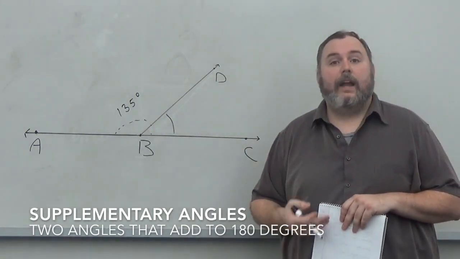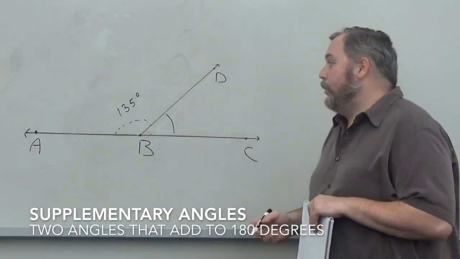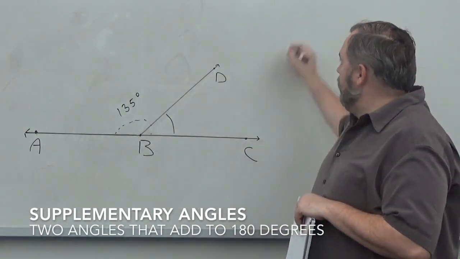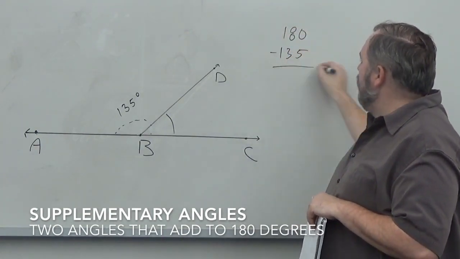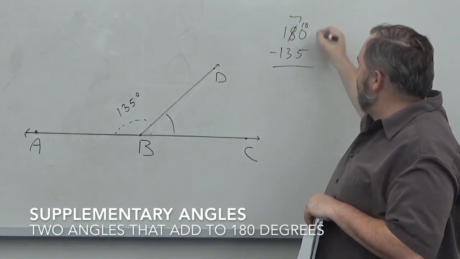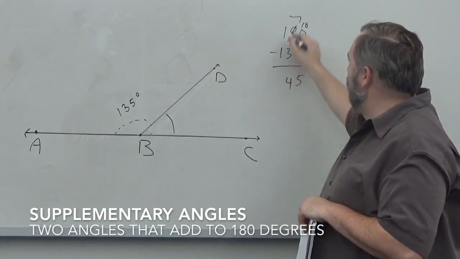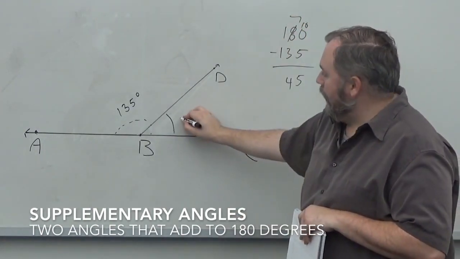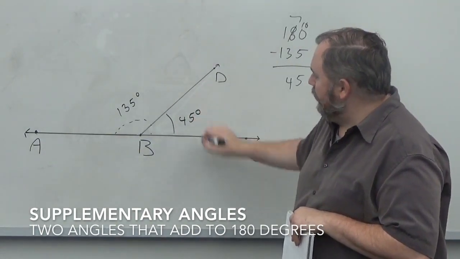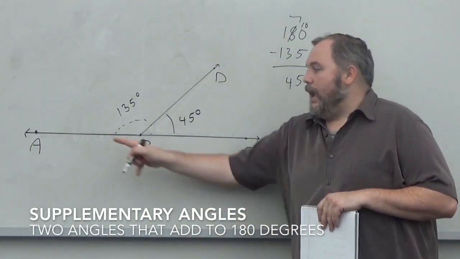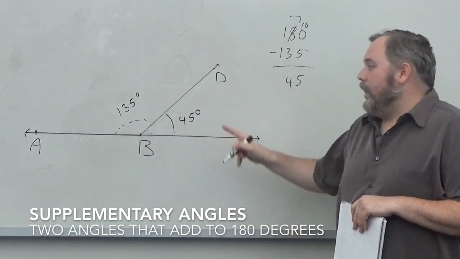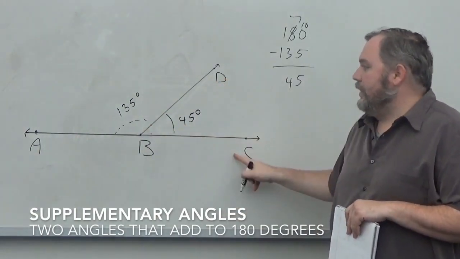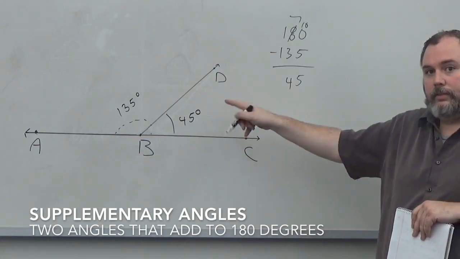Well, we simply subtract. What's 180 minus 135? We know how to do this. This will become a 10. That's a 5. That's a 4. Those go away. So we find out that this is 45 degrees. So angle ABD is 135 and its supplement is angle DBC, which is 45 degrees.